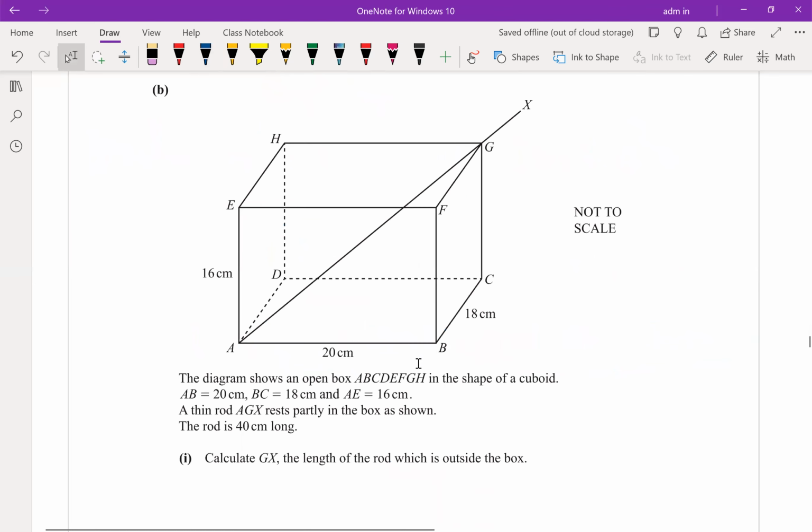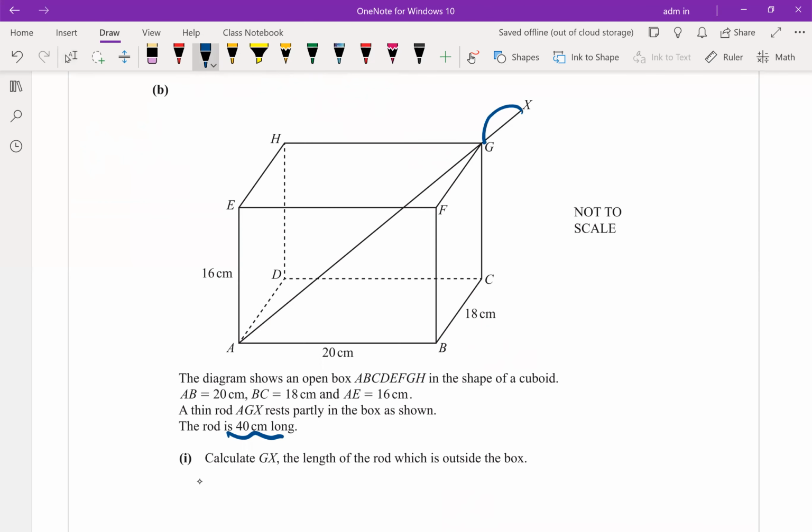Part B, it's a 3D shape. The diagram shows an open box A, B, C, D, E, F, G, H in the shape of a cuboid. A thin rod AGX rests partly in the box as shown. The rod is 40 centimeters long. Calculate GX. How to get GX?